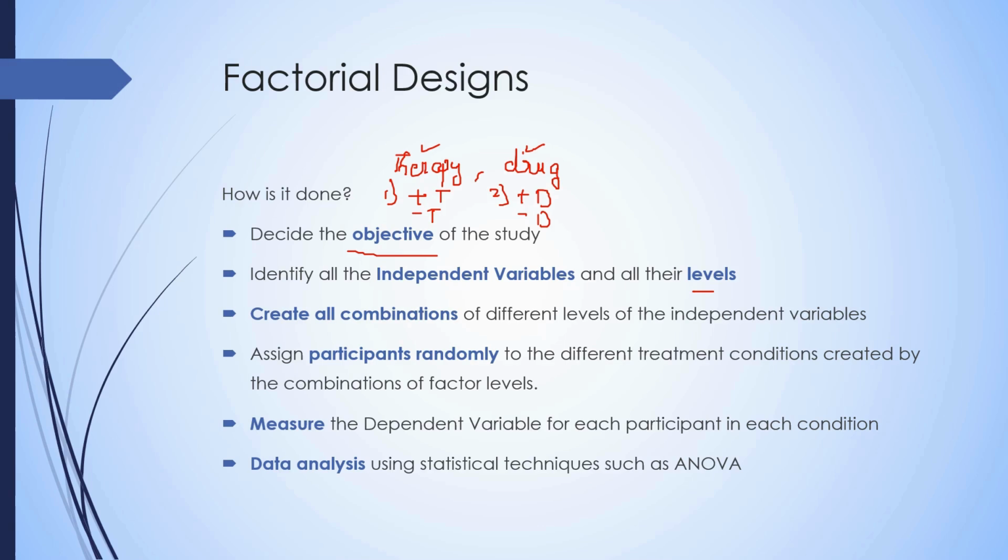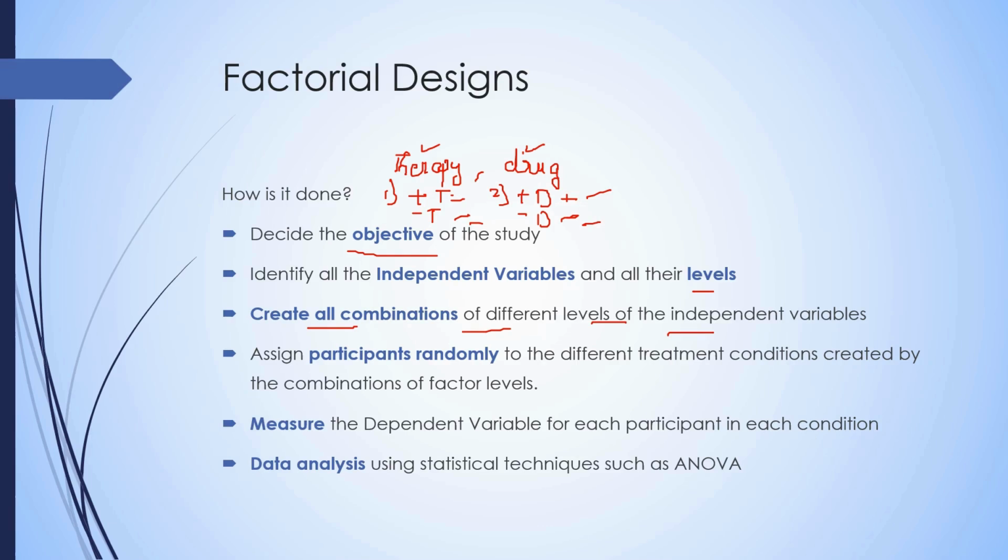So the third step would be to create all combinations of different levels of the independent variable. So how are we going to create different combinations? For example, the first combination is drug plus therapy. I'm using both. Next, the second combination I can use is therapy without drug. The third combination is no therapy with drug. The fourth combination is no therapy, no drug. So I have 4 different combinations of my levels of independent variables.